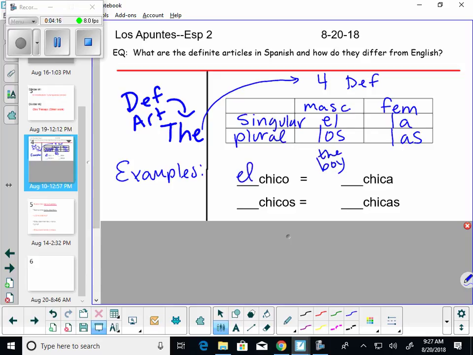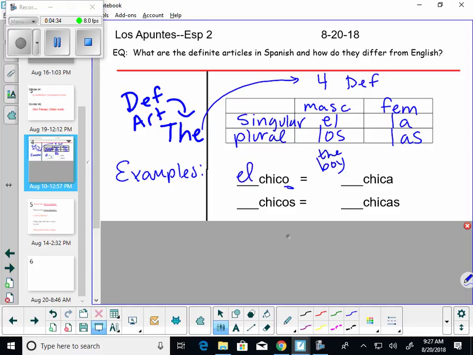It doesn't have an S, which means it's singular, which knocks us down to El and La. So how do you know to pick El and not La? Because it ends in an O. And 99.9% of the time in Español, if your noun ends in an O, it's masculine. So you're right. El chico means the boy.